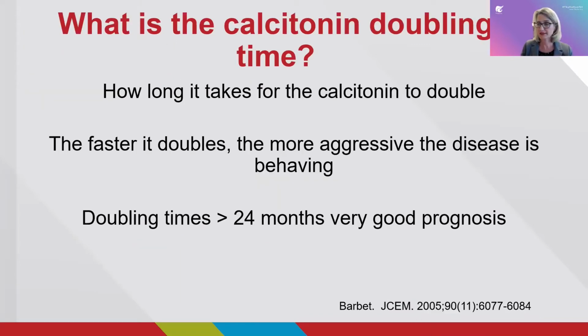So what is the calcitonin doubling time? I've mentioned that a couple times, and that's basically how long it takes for calcitonin to double. So the faster it doubles, the more aggressive the disease is, and the more frequently you should be monitoring both blood work and imaging to see where that is happening and how quickly it's changing, and to determine treatment.